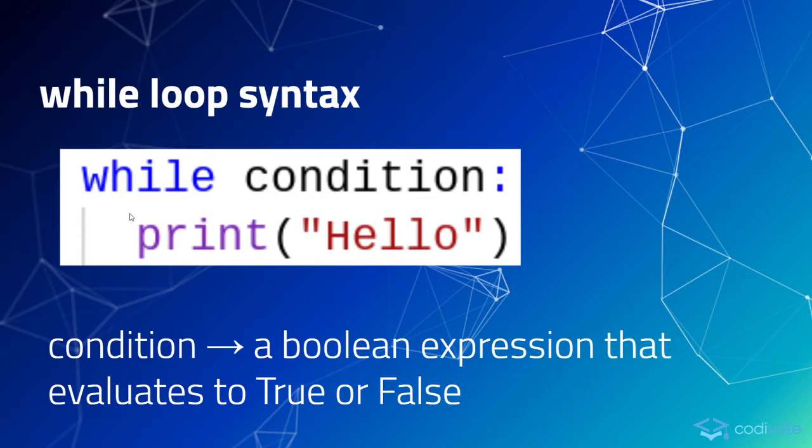After this line, we have some code inside an indentation. Inside this indentation, we have what will be executed inside the loop. The difference between a while loop and an if statement is that the while loop will repeatedly execute this code until this condition becomes false.